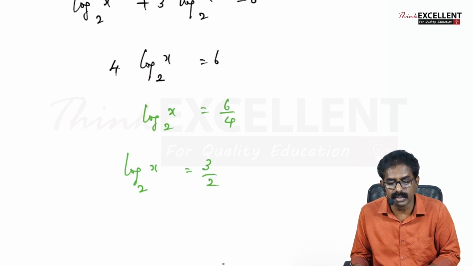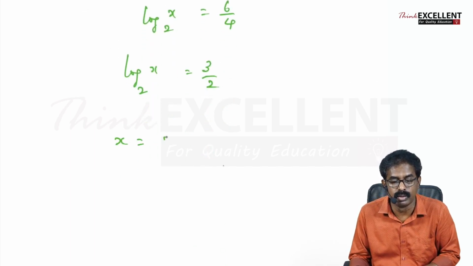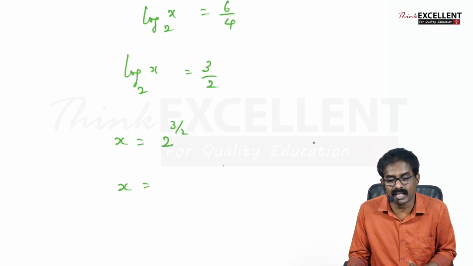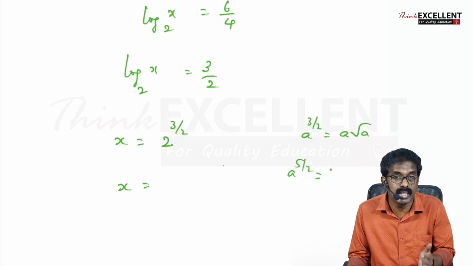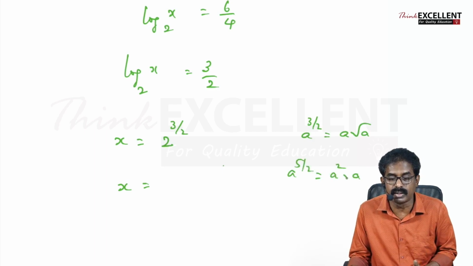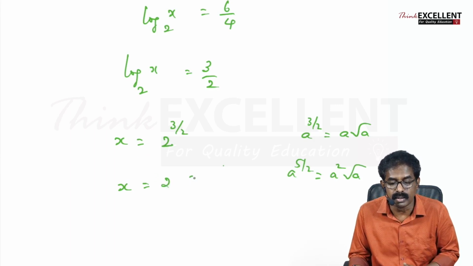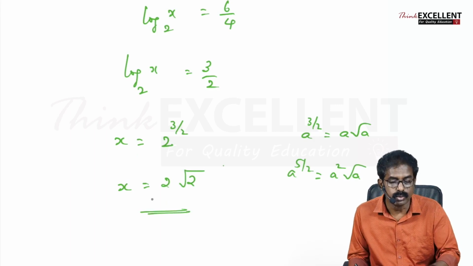We want x, because the question is solved. Change it into exponential form: x equal to 2 raised to 3 by 2. So x is equal to 2 raised to 3 by 2, which means 1.5. A raised to 3 by 2, A raised to 1.5 means A raised to 1, A raised to half. A raised to 5 by 2 means A raised to 2.5, A raised to 2, A raised to half. Same way, this is 2 raised to 1.5, so 2 raised to 1 into 2 raised to half. Half means root, right? So your answer is 2 root 2.